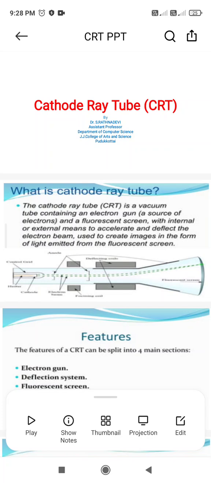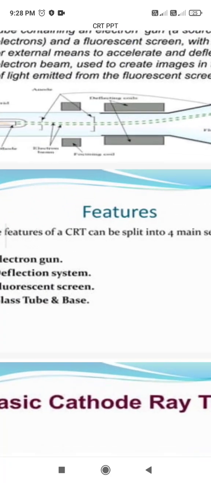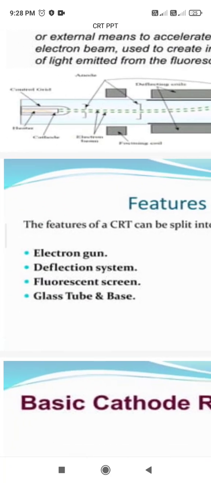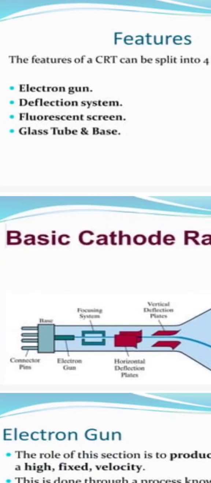Now I am going to share some information about the cathode ray tube. The cathode ray tube, shortly known as CRT, is an analog monitor. The cathode ray tube contains three important components: the electron gun, deflection plates, and a phosphorus coated screen. The features are the electron gun, deflection system, and fluorescent screen.